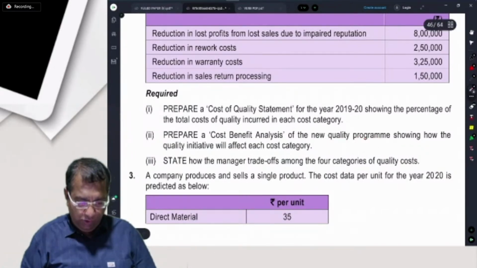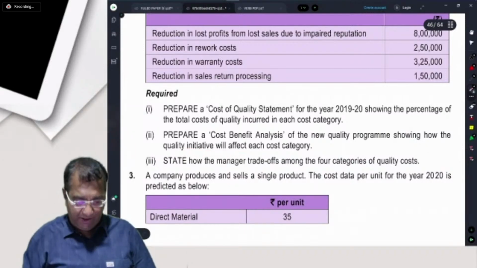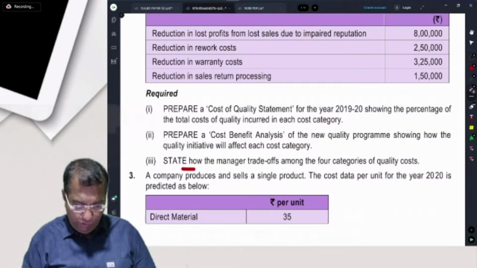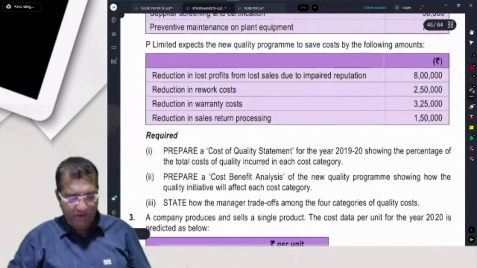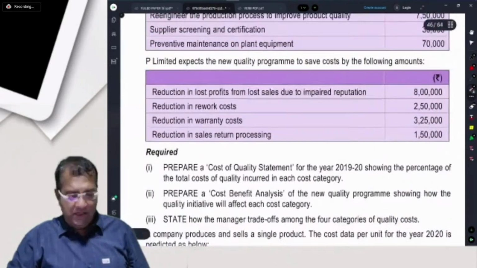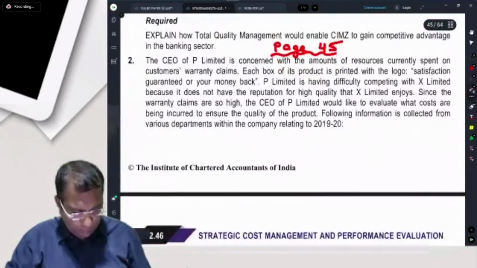So we have to show how each category will be affected by such a new program, and how the manager trades off among the 4 categories of quality cost. So basically all the 3 requirements are related to the cost of quality concept. So let's start the question now.